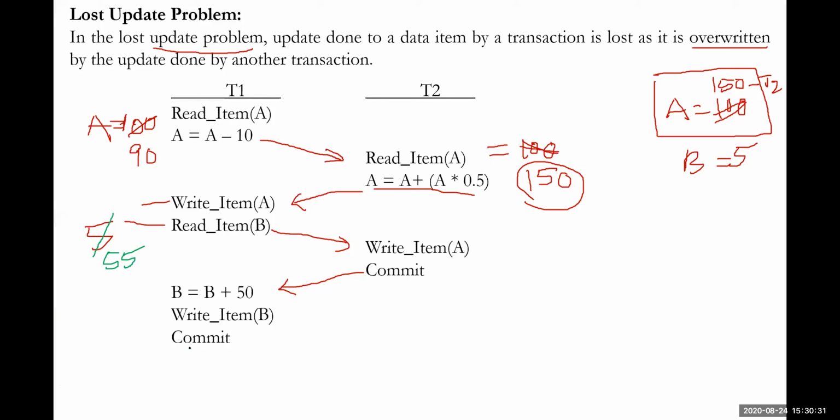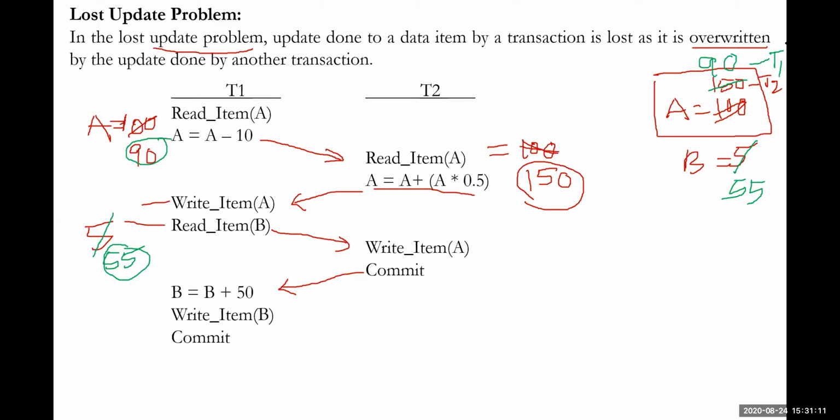Now the commit operation will be done here. Commit operation means two items are going to be written onto the database. Number one is 90 of A. Number two is 55 of B. 55 of B has been done, and there is no problem because no other transaction has read and modified B. But try to understand: A has been overwritten by transaction T1 with 90. Look at this, whatever modification was done by T2 has been overwritten.